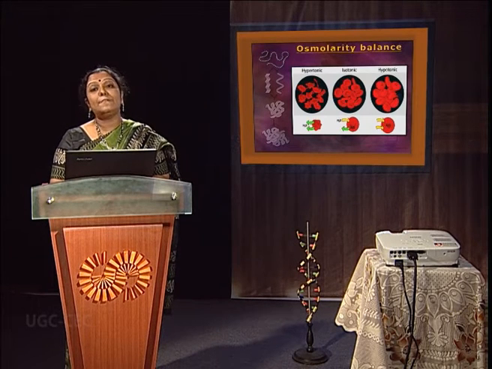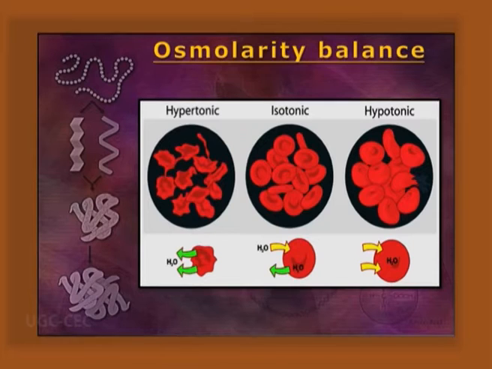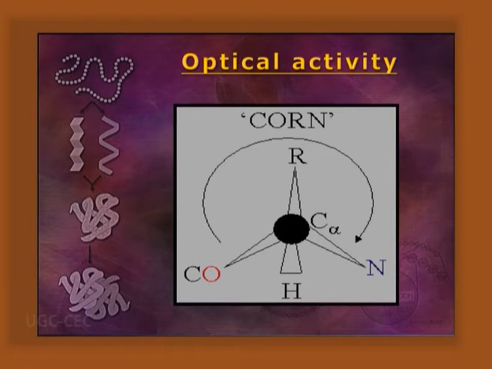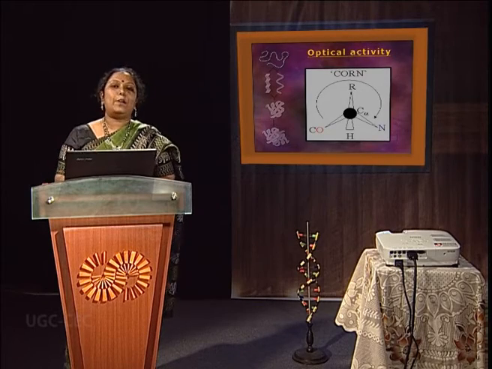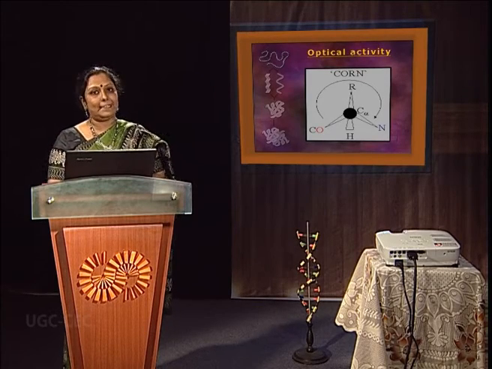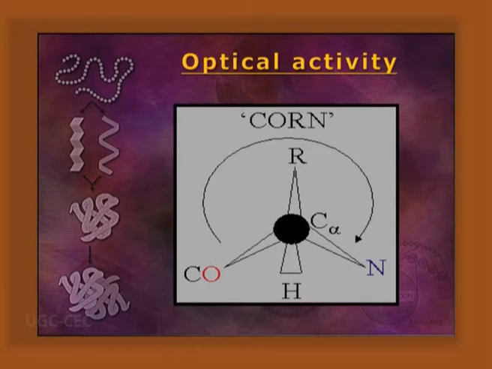Osmolarity balance is very important. Hemoglobin gives the osmolarity balance in the plasma, which is very important for clinical purposes. Optical activity. As we know, except glycine, all the amino acids are optically active, having a chiral center. You can find the core structure, the carboxyl group, and different groups are there. R and H are also present, as well as the amino terminal end.